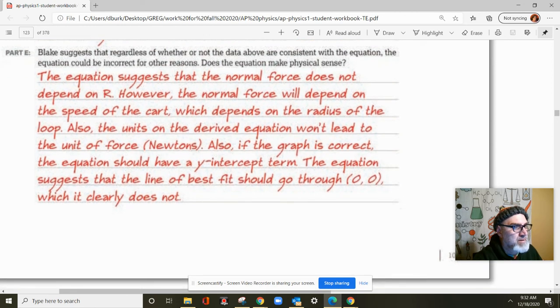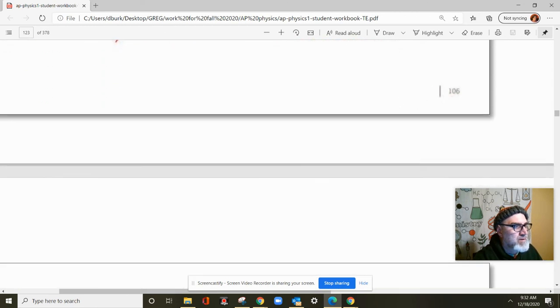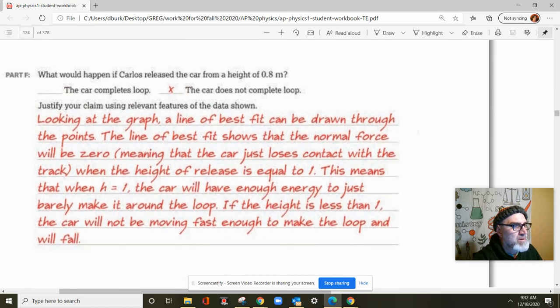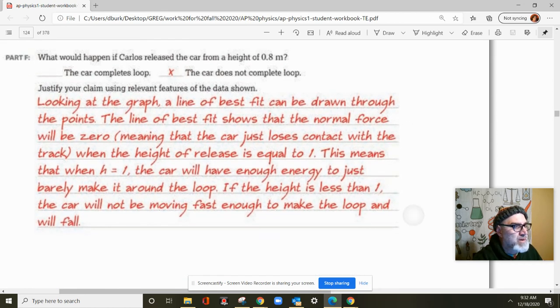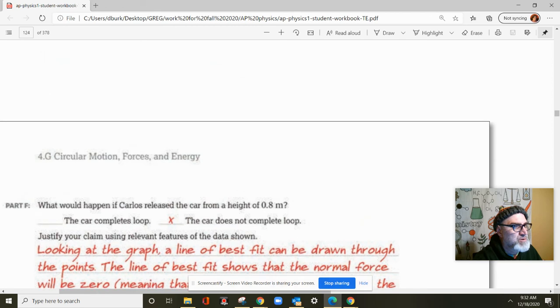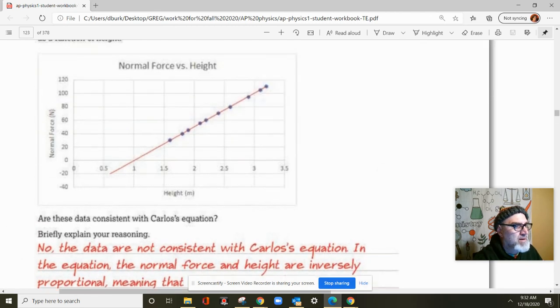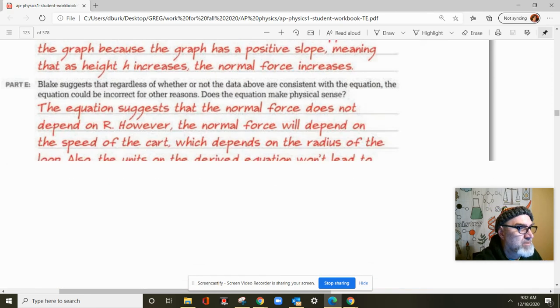If we release it from point 8, the car does not complete the loop. Look at the graph. The graph says you have to have at least 1 meter of height. If you have 1 meter of height, your normal force will be 0, which would be like the breaking point, right? Anything less than that, and there's not going to be a normal force, which means you're in free fall. You're not touching anymore.